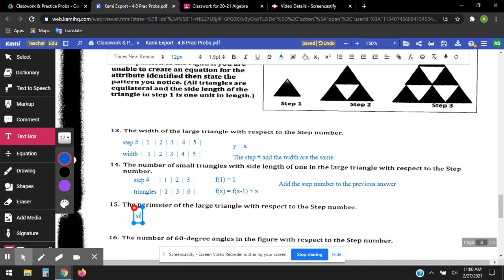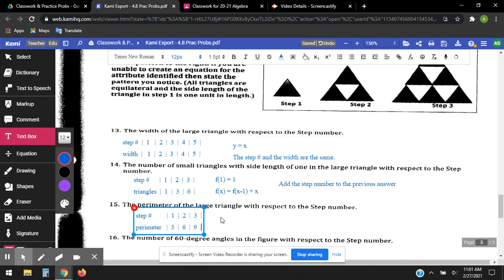Perimeter of the large triangle with respect to the step number. So again, we're going to have step number and perimeter. Let's see, we'll do 3. Okay, so the perimeter is 1, 2, 3. Okay, 1, 2, 3, 1, 2, 3, 4, 5, 6. So this one has a perimeter of 6. 3, 1, 2, 3, 4, 5, 6, 7, 8, 9. So this one has a perimeter of 9.